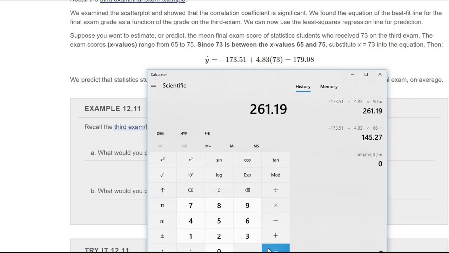This line is the best fit line. Now, maybe they score a little bit more than this. Maybe they score a little bit less than this. But this is a good predictor of what a student would score.